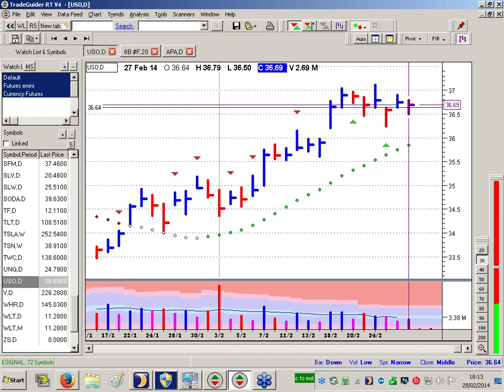Tom, for stocks, what time frames do you use for your setup and your trigger for entry? On stocks. Well, we use daily charts. They're, of course, far more reliable.